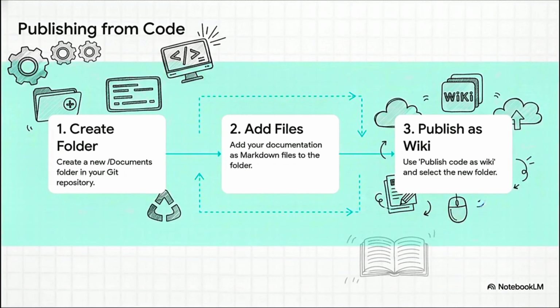And you know what? Getting started is shockingly simple. You literally just create a new folder, say /documents, right inside your existing Git repository. Then you add all your documentation as standard Markdown files. And then, with just a few clicks, you tell Azure DevOps, hey, publish that folder as a wiki. And that's it. Your code and your docs are now perfectly linked.